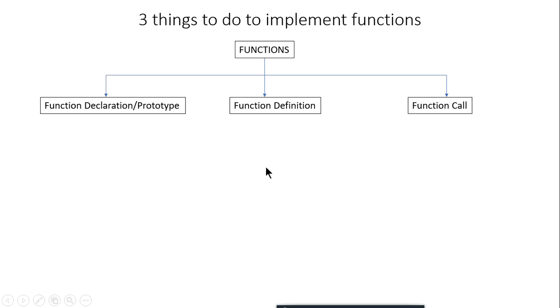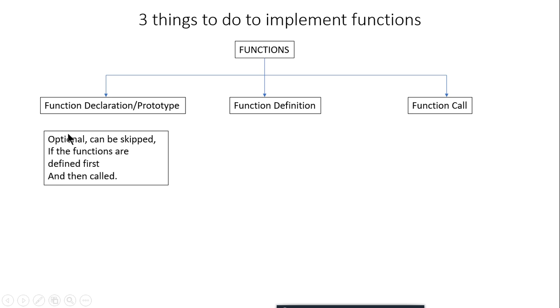Now once you know about the function return type, name, and arguments, when you start implementing these functions in the program, again you have to mention three things. Okay, during the implementation of functions you must have three things: function declaration, which is also called prototype, function definition, and function call. So you must have these three things. Function declaration is optional. If you are defining the function first and then calling it, then you do not need a function declaration or prototype. But if you're calling the function first and defining it later, then you need a function declaration. So this is an optional part.